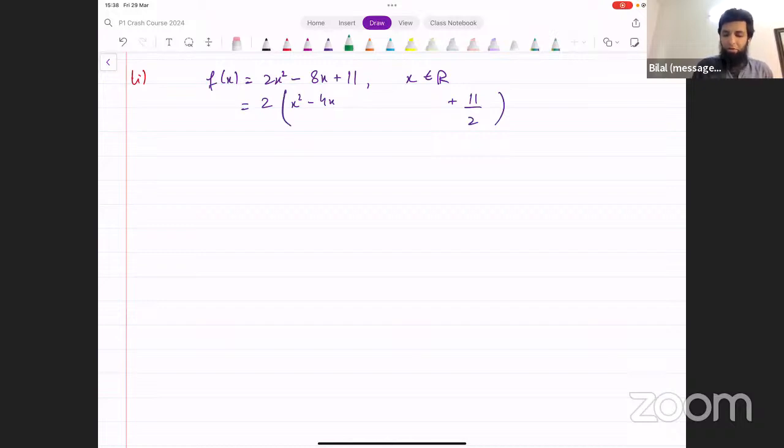All right. Now you add 2 squared and you subtract 2 squared. These 3 terms give you a perfect square, (x minus 2) whole squared. This is a perfect square. And that gives you 2 into (x minus 2) whole squared minus 4 plus 11 over 2.